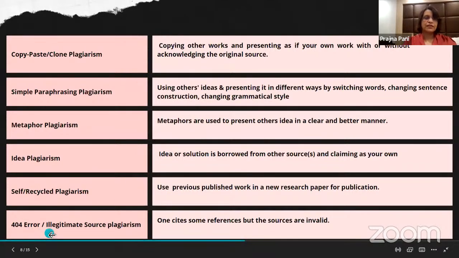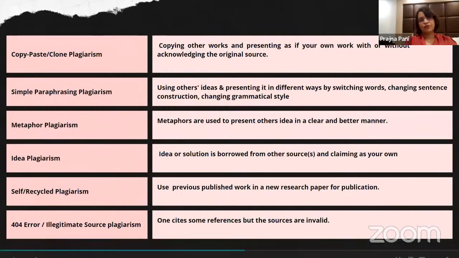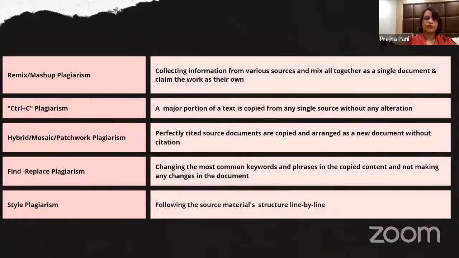This is a very interesting type of plagiarism, 404 plagiarism, which is also called illegitimate source plagiarism. Here the scholar gives the citation, but the citation is invalid, incorrect, or non-existing. Okay, so here the scholar is trying to cheat the reviewers or the publishers.